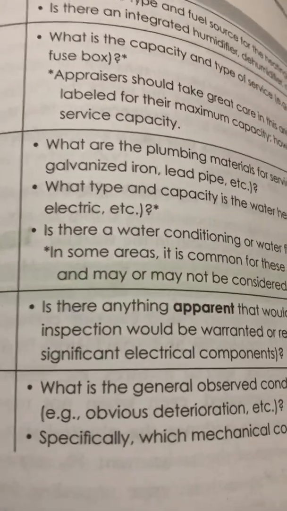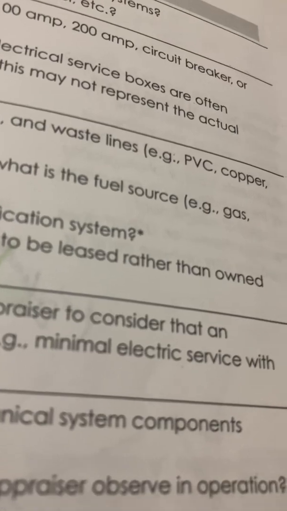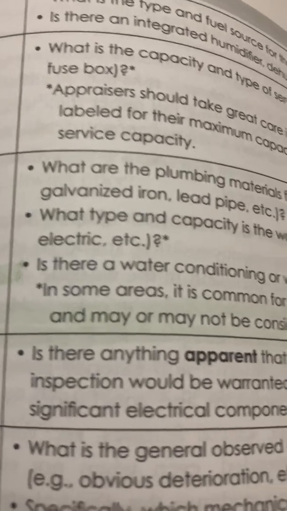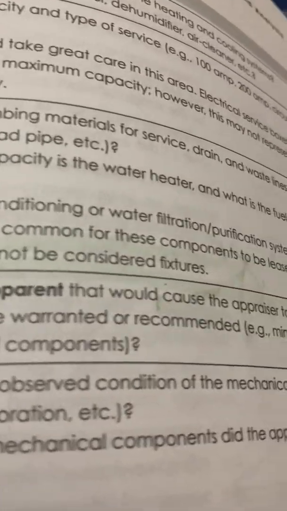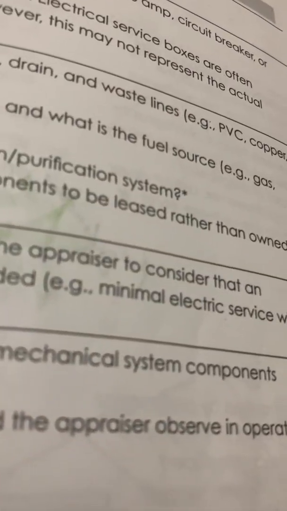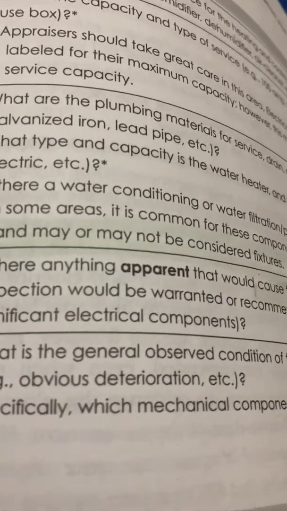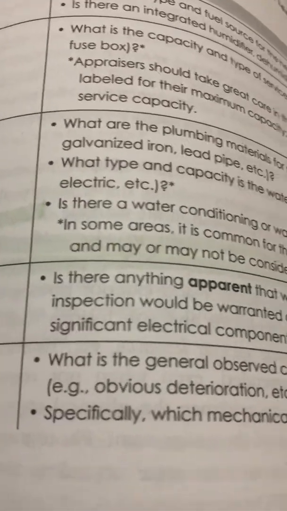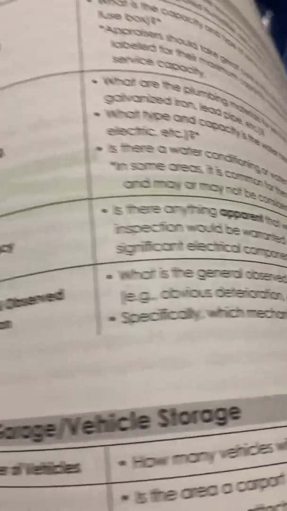Plumbing. What are the plumbing materials for service, drain, and waste lines? For instance, PVC, copper, galvanized iron, lead pipe, etc. What type and capacity is the water heater? And what is the fuel source? For instance, gas, electric, etc. Is there a water conditioning or water filtration/purification system? In some areas, it is common for these components to be leased rather than owned and may or may not be considered fixtures.